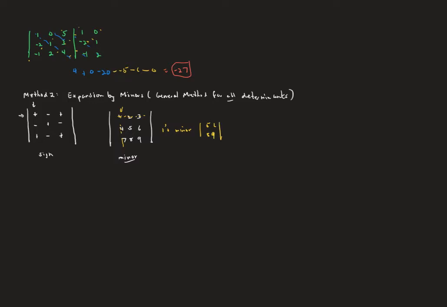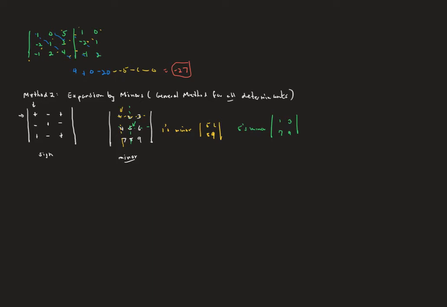Now that works for any position. So for example, if I choose 5, then 5's minor is going to be the determinant I get by crossing out the row and the column that 5 sits in, and the other terms that survive make up that determinant of one size less. So it would be 1, 3, 7, 9.